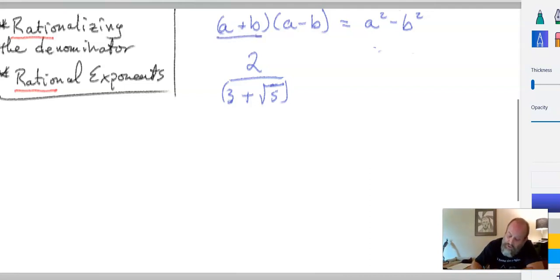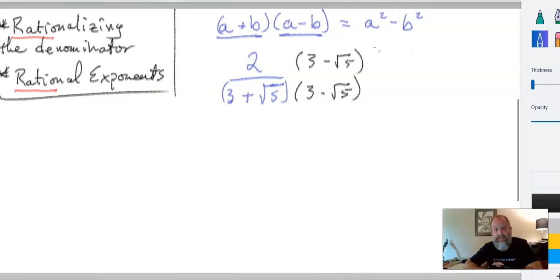So if this is one term, the term with the opposite operation is the conjugate. So if I want the conjugate of 3 plus root 5, the conjugate will be 3 minus root 5. And that means I have to multiply the top by that as well, right? Because top and bottom have to be multiplied by the same thing.